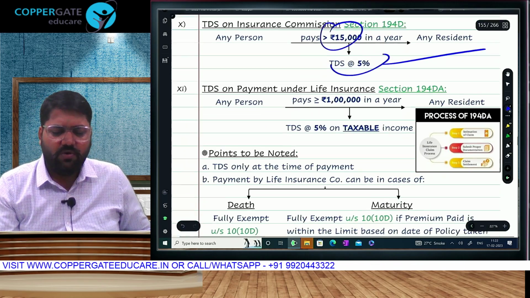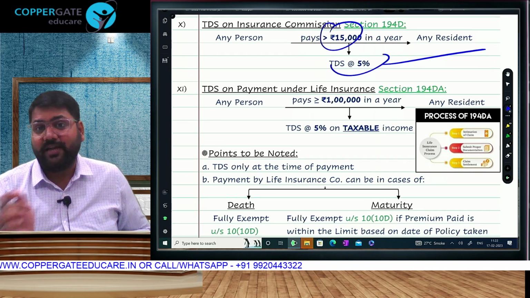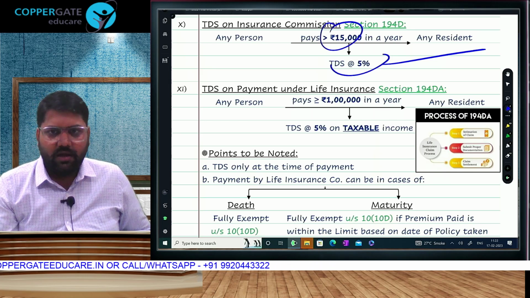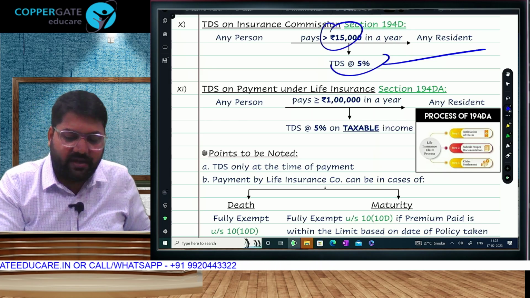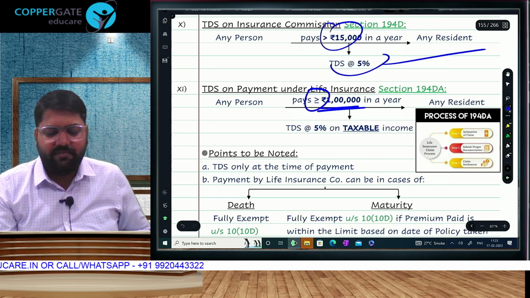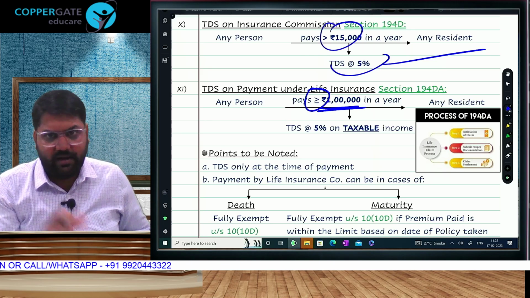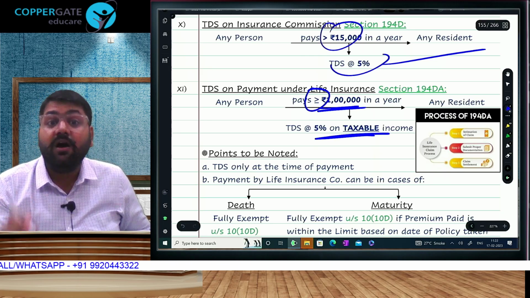You can read it if you want. Resident obviously, क्योंकि full tax होता है, then only the non-resident is covered. Next, life insurance, एक तो यहाँ पे equal to is covered. So any payment by life insurance company 1 lakh or more, then 5% on the taxable income.